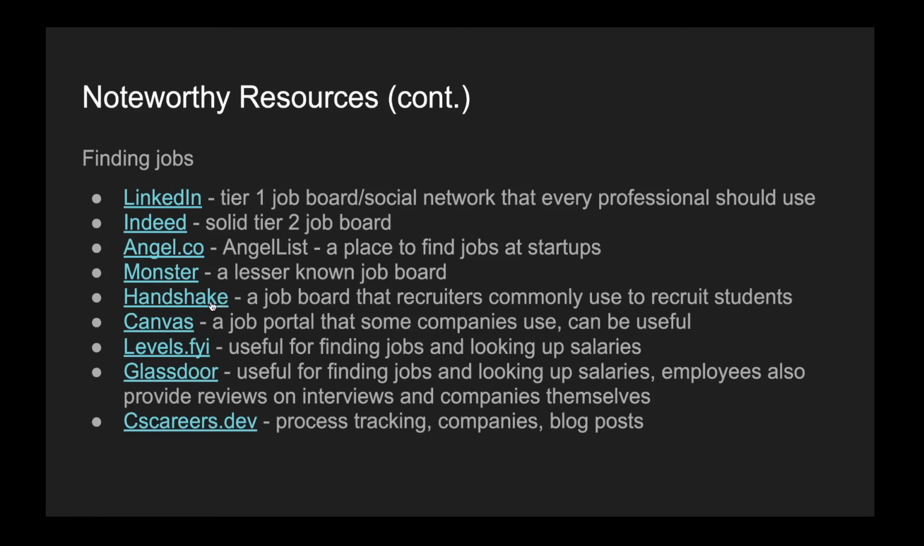And then I also just want to acknowledge Handshake. If we have anybody in here that is not familiar with Handshake, this is a job board for students, and I guess technically every UAlbany student has an account. But this is another good way to find jobs, and so I'd recommend that. Canvas is another job portal that some companies use. It can be useful, but it is probably not as good as LinkedIn in terms of saturation.